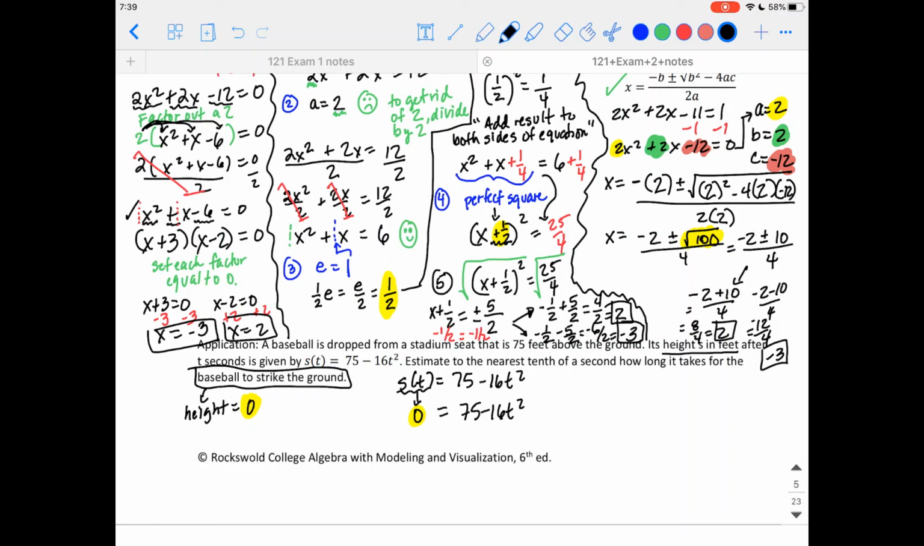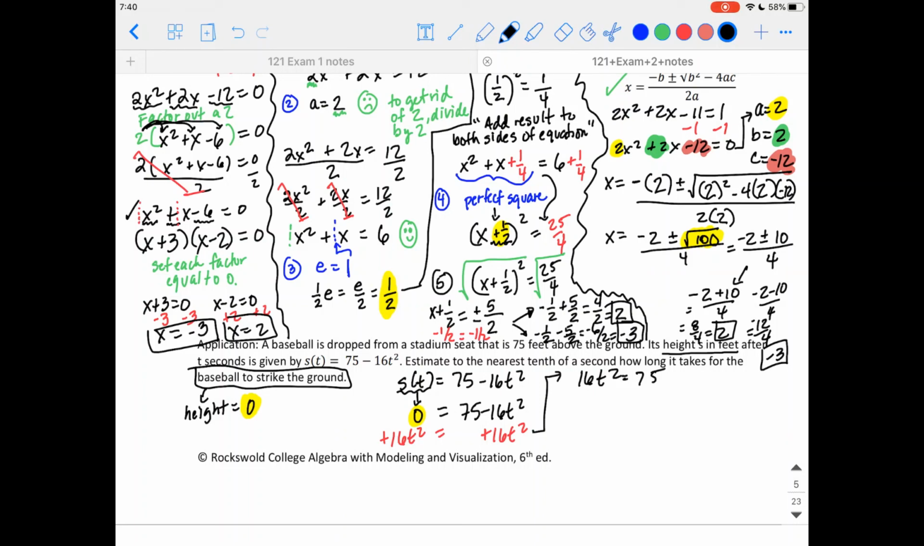So Murga likes her variables to be positive. So I'm going to add 16t squared to both sides. Keep it in balance. So on the left-hand side, I'm going to be left with 16t squared is equal to 75.